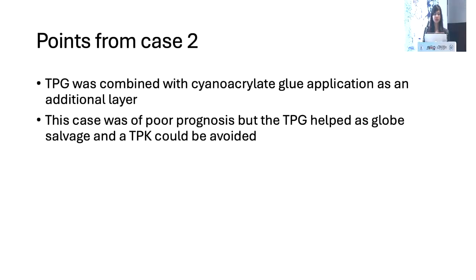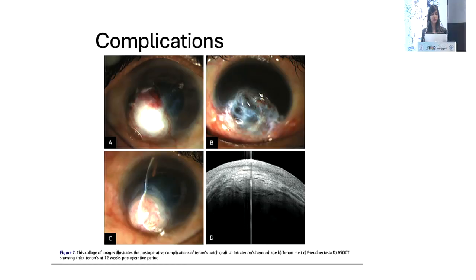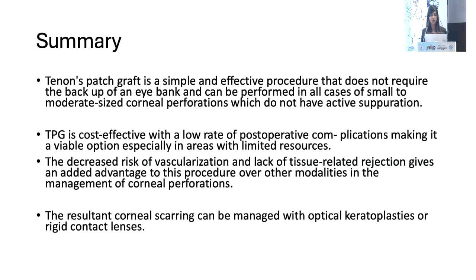So the take home from this case was that it was combined with cyanoacrylate glue application as an additional layer, and obviously it helped in not having to do a corneal graft, especially a therapeutic graft. It could be avoided, and we can then probably do an optical graft at a later stage as needed. As for complications, I think the others seem innocuous. The most significant complication would be failure of surgery, where you're having a melt, especially in the immune cases where your graft is also melting away.